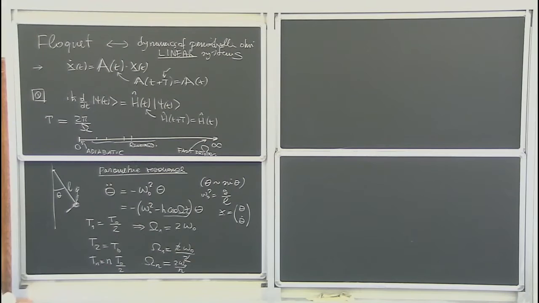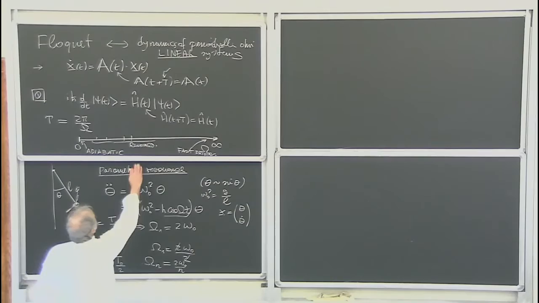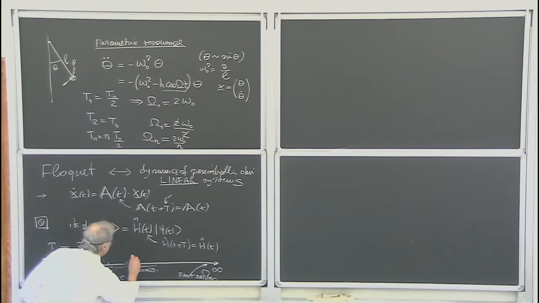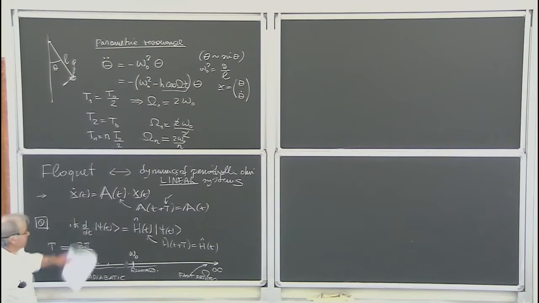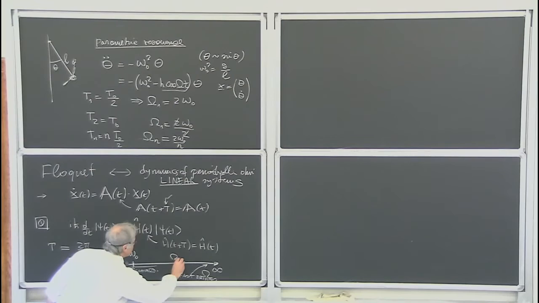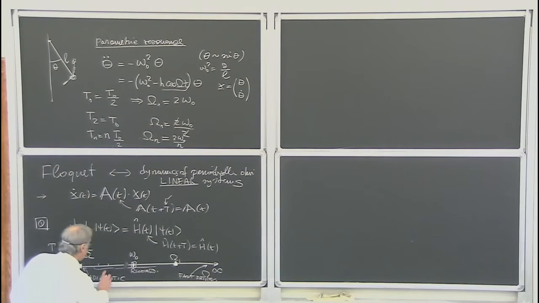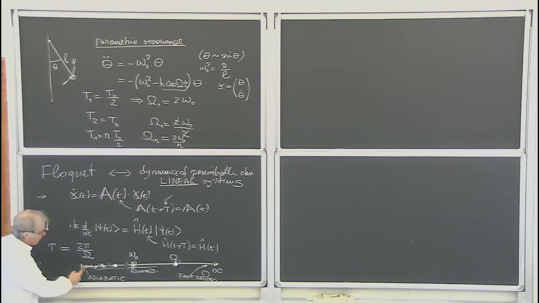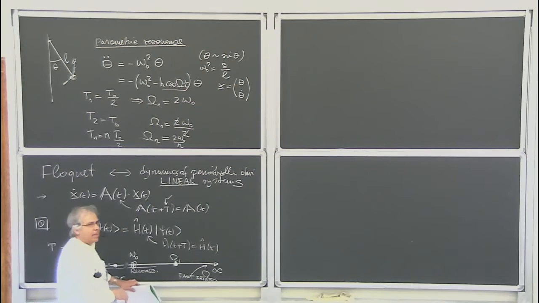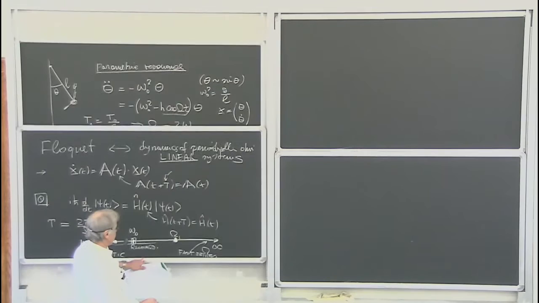Okay, so this means, if you return to this graph here, that if I have a proper frequency for my system, which is omega zero, then I have resonances at twice that frequency, which is my omega one. Then I have a resonance here as well, at one third, one half, and so forth. So I have an infinite sequence of resonances that, in fact, decorates the adiabatic limit. As you see, a very simple thing becomes quite rich in resonances. We'll see this in a while.